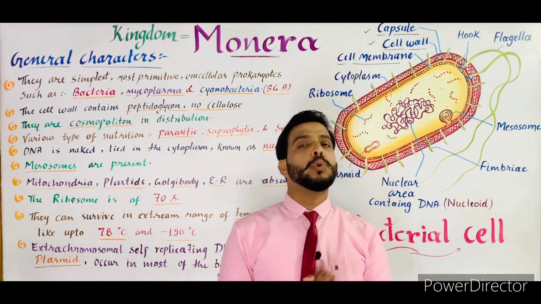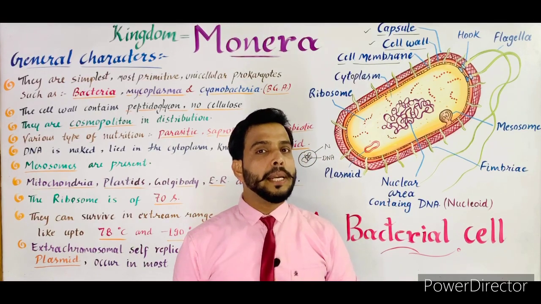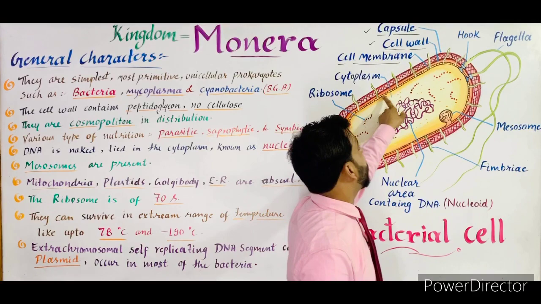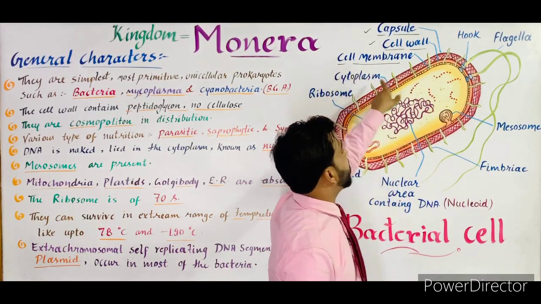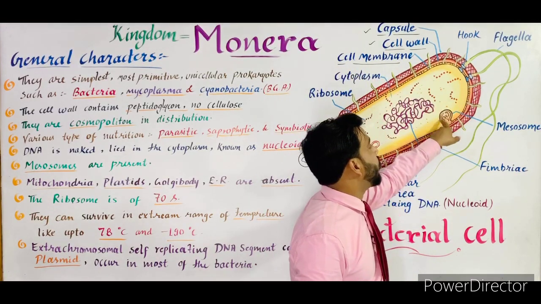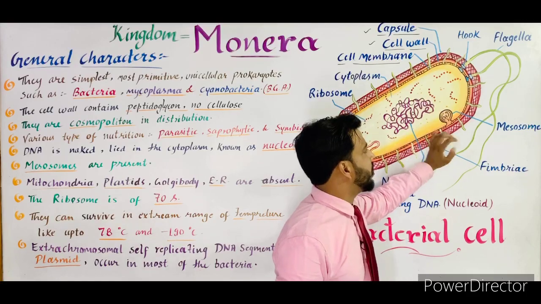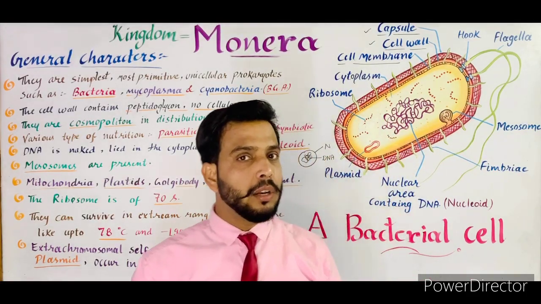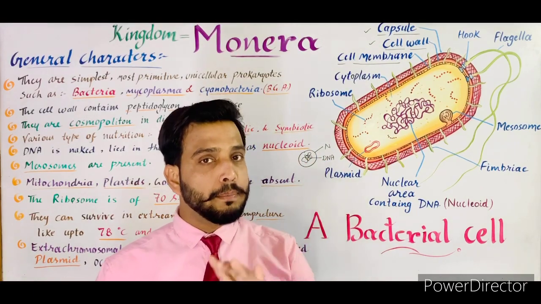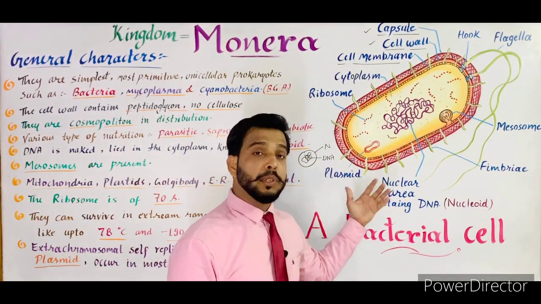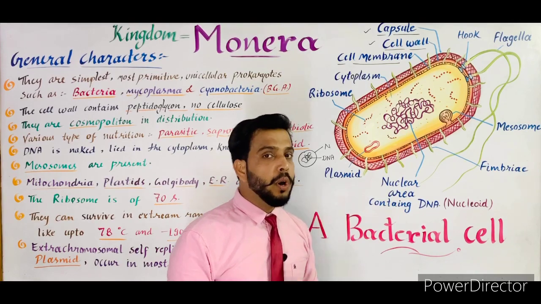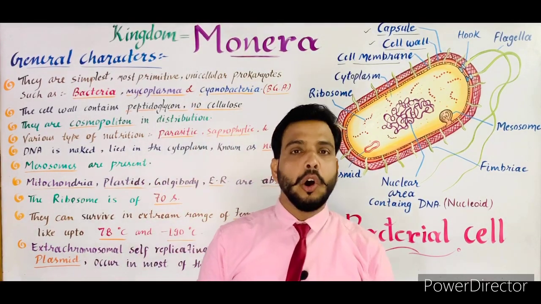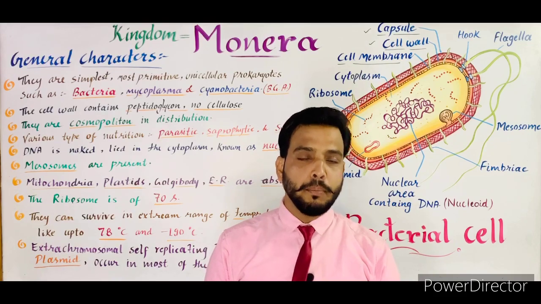Mesosomes are structures which are made up of folds of the cell membrane. As you can see in the diagram, the cell membrane folds inward to form a spherical structure that is called a mesosome. As we have mitochondria in our cells for respiration, just like that in bacteria, mesosomes help in the process of respiration. So mesosomes are the organs of respiration in the bacterial cell or in the other members of kingdom Monera.